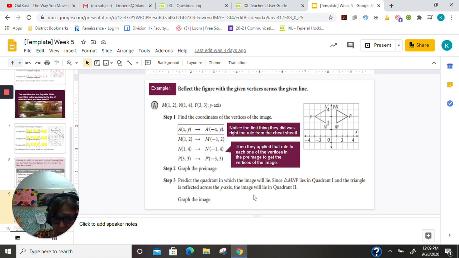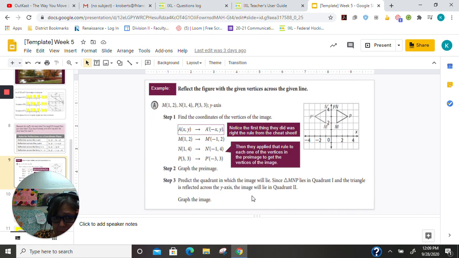Okay, it says predict the quadrant in which the image will lie. Well, if you're here and you're reflecting across the y-axis, you know it's going to be over here. And the quadrants are 1, this one is 1, 2, 3, and 4. They start where everything's positive on the x-axis, positive on the y-axis. That's 1, and then they go around counterclockwise. 1, 2, 3, and 4. All right.